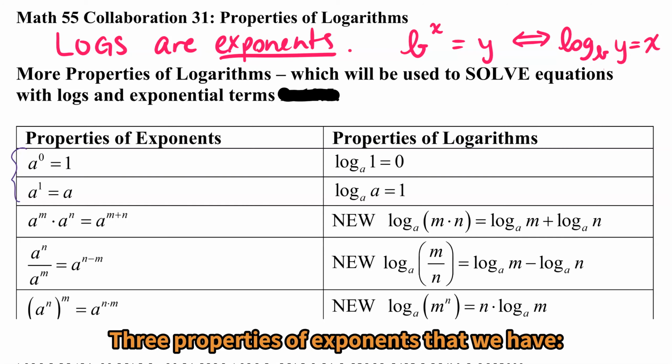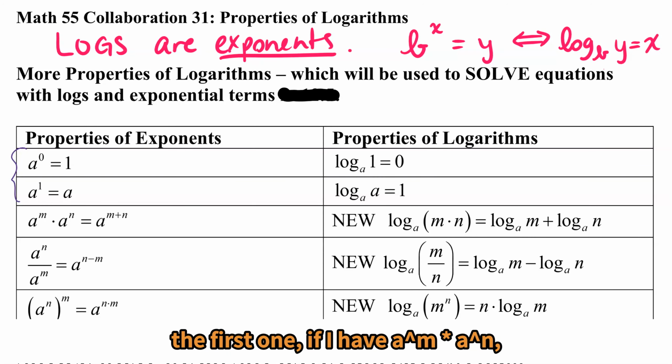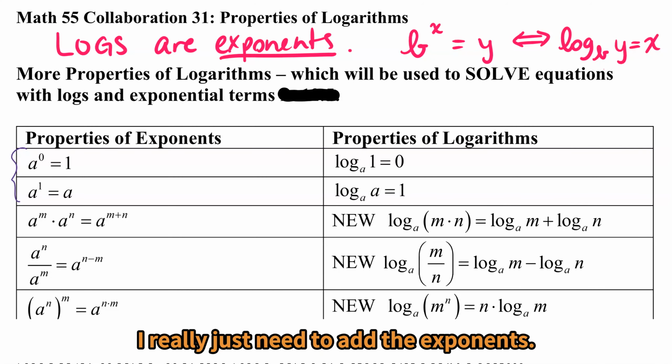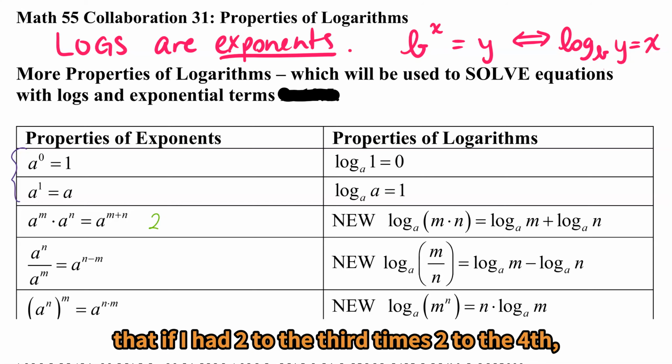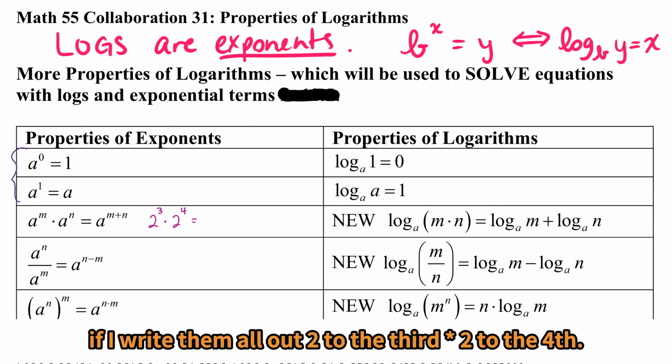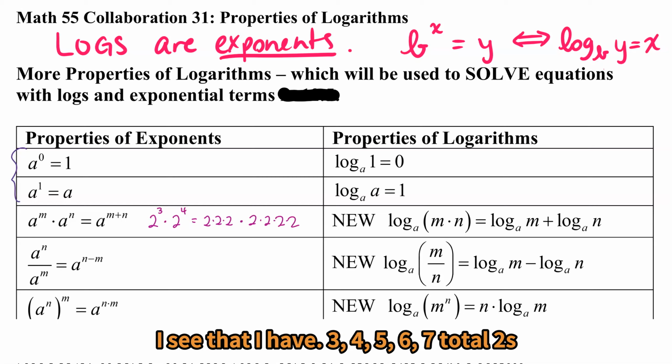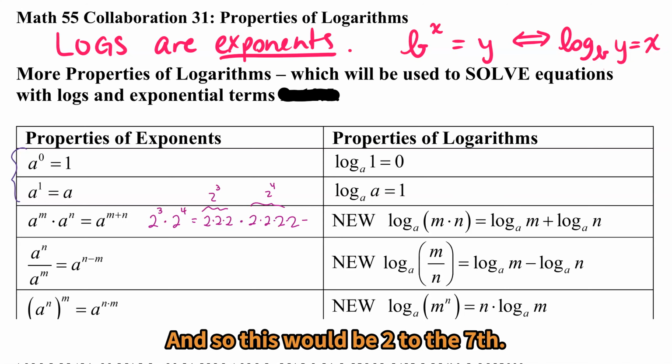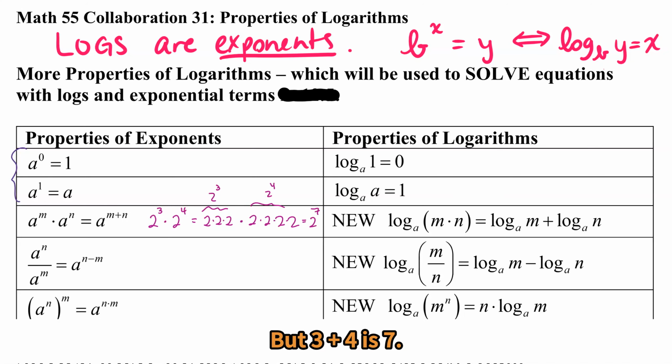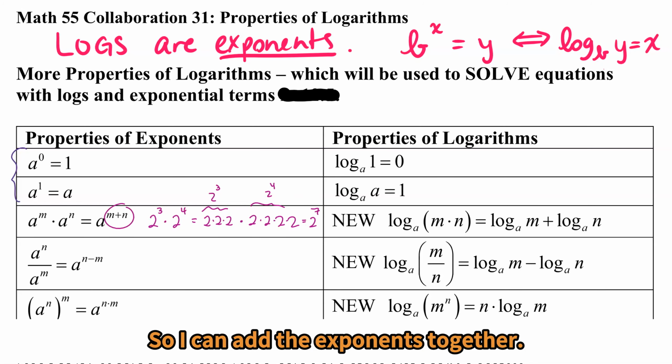3 properties of exponents that we have. The first one: if I have a to the power m times a to the power n, I really just need to add the exponents. And this comes from the idea that if I had 2 to the third times 2 to the fourth, if I write them all out, I see that I have 3, 4, 5, 6, 7 total 2's that I'm multiplying together, and so this would be 2 to the 7th. But 3 plus 4 is 7, so I can add the exponents together.